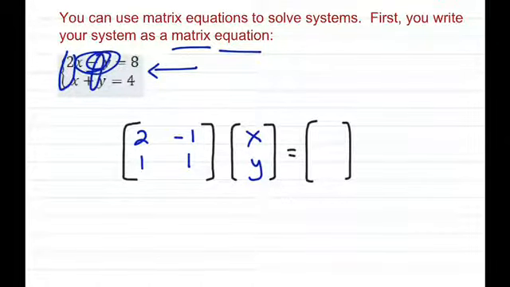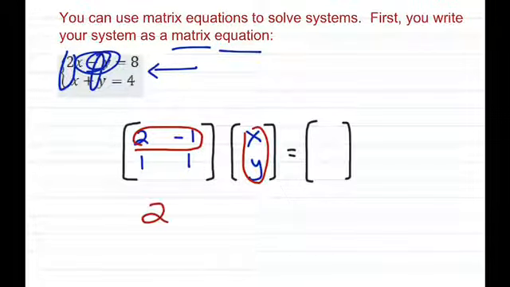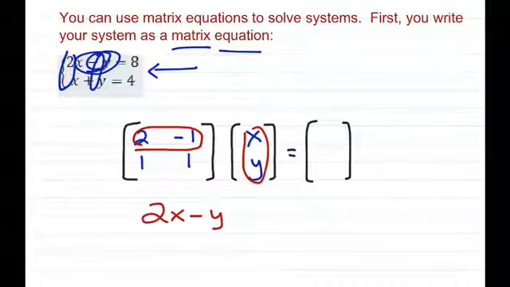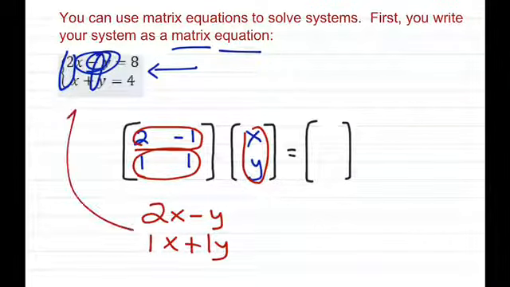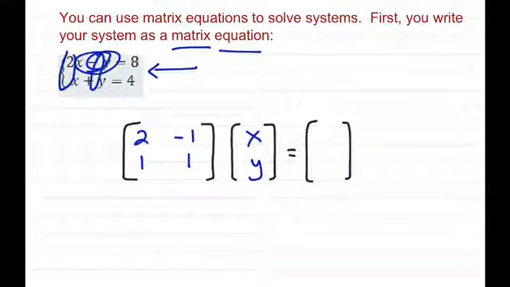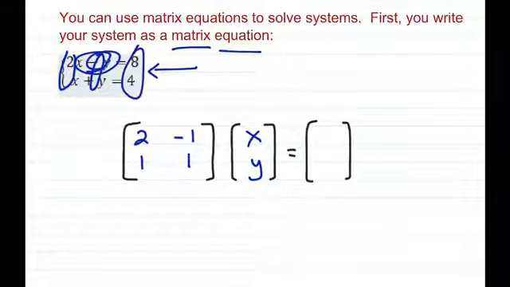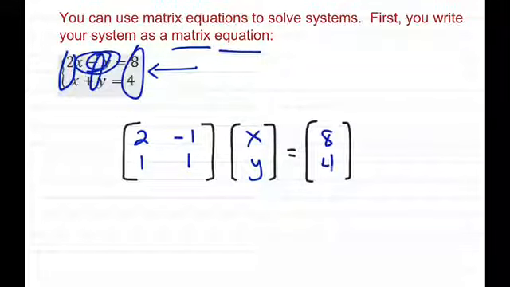And just as a little quick side note, if we were to multiply this matrix with this matrix, I would have 2 times x minus 1 times y, and then I would have 1 times x plus 1 times y. So you notice that that's the same exact thing that we had there. Alright, so then the third part of our matrix equation is going to be our constants. So our constants, they are going to go in this matrix over here. This is a matrix equation.